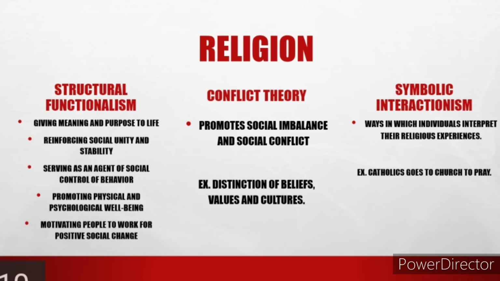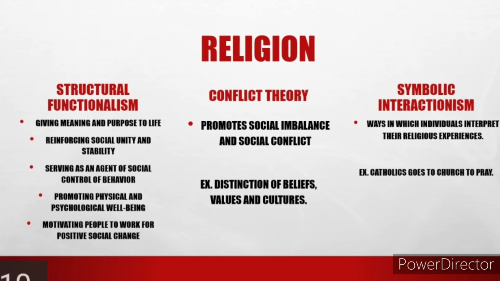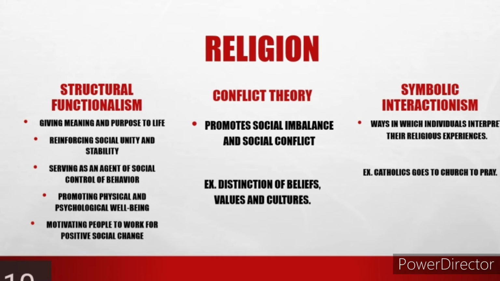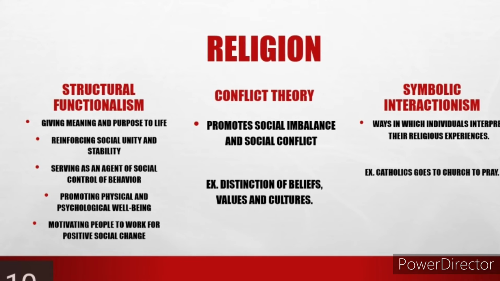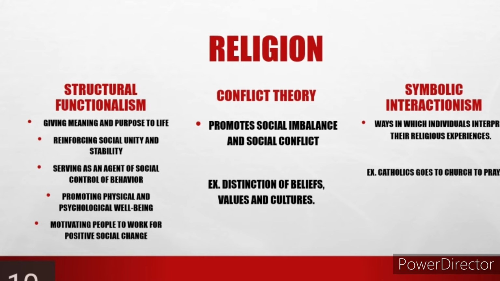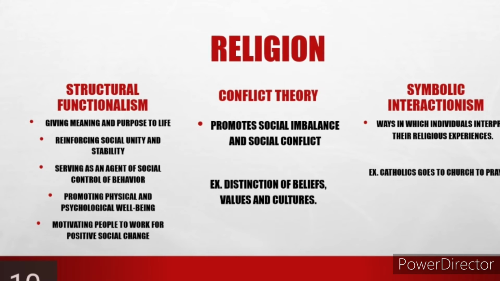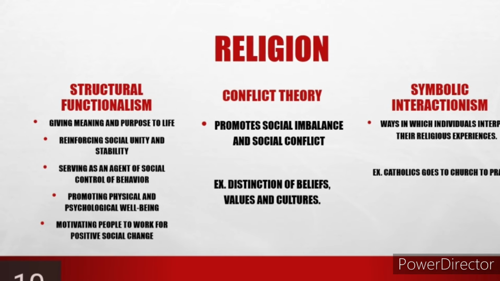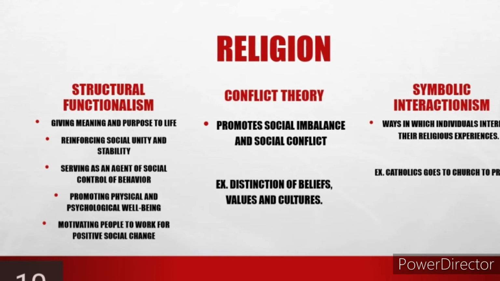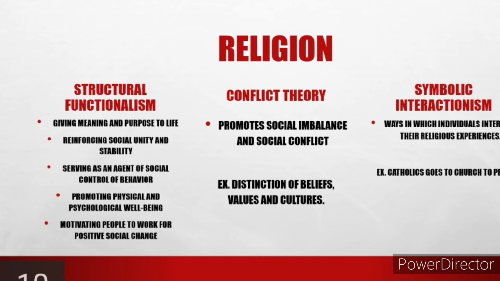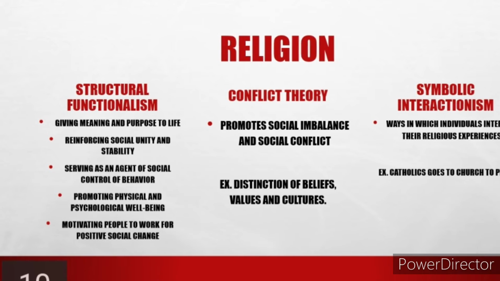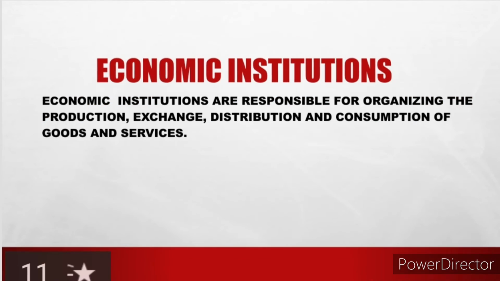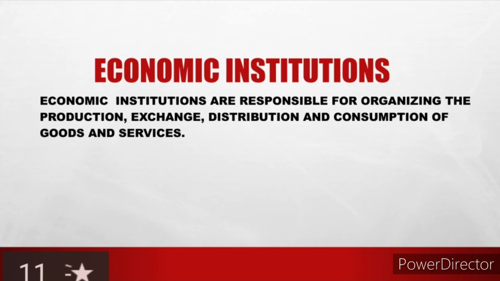In the symbolic interactionism of religion, it provides ways in which individuals interpret their religious experiences. So, for example, Catholics go to church to pray. That way, it shows that Catholics pray to saints or to God himself. And it symbolizes worship. And now we proceed to the economic institution.